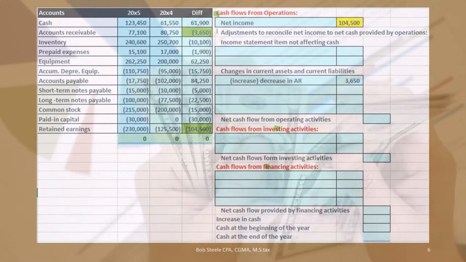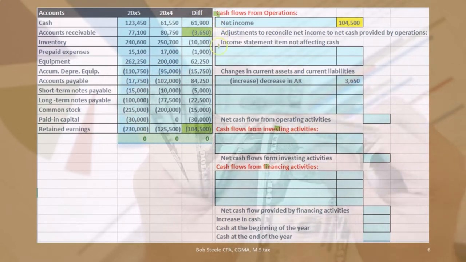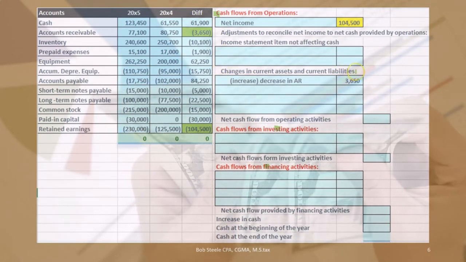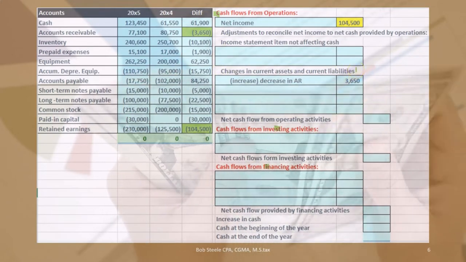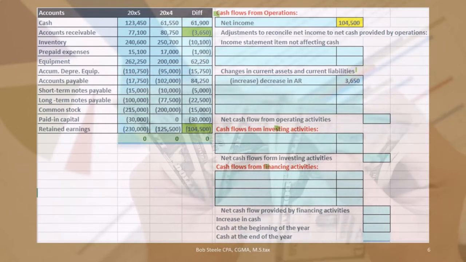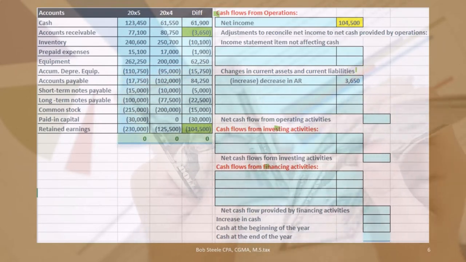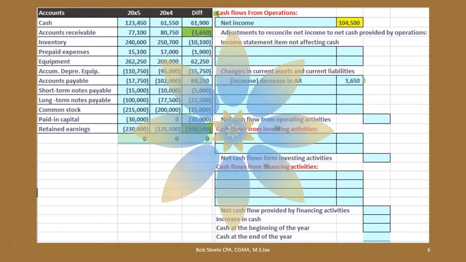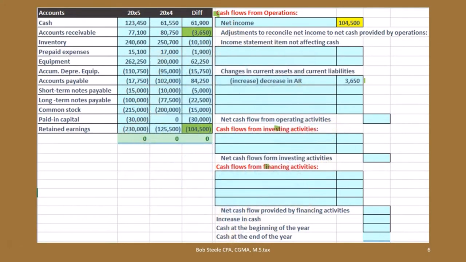Also note that if we look at the cash flow from operations, we've got two sections here, and one section is generally called changes in current assets and current liabilities. So basically all changes in current assets and current liabilities, including accounts receivable, would be in this section within the operating section. Now then there's the question of, does it increase or decrease the net income from operations in this case?